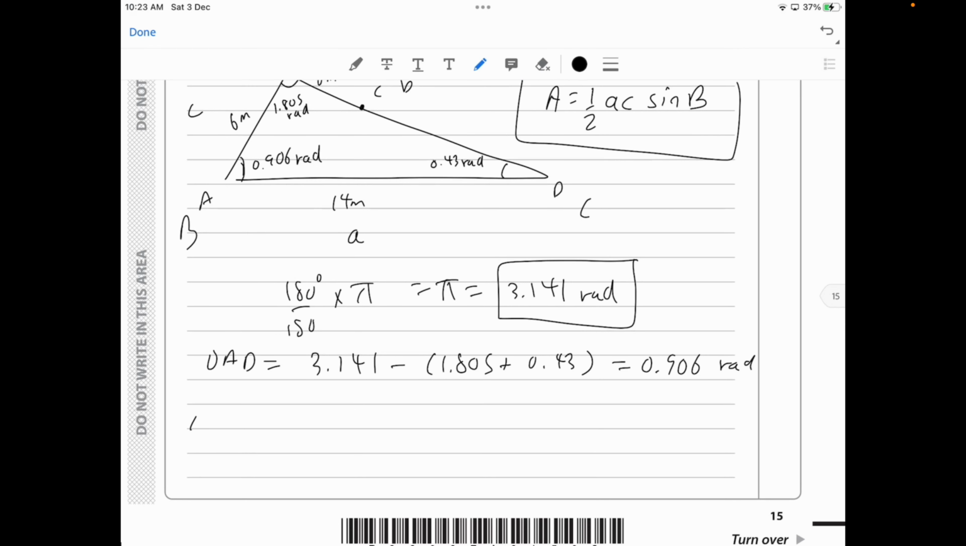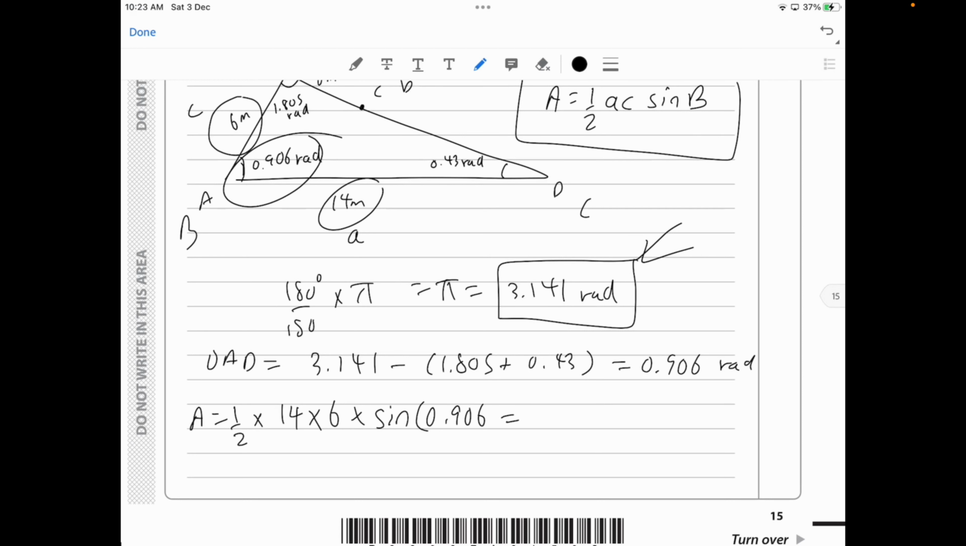So the area is going to become half times a value, which is 14, times c value, which is 6, times sine B. We now found out that all the angles in a triangle add up to 3.141 rad. So sine 0.906 radians, all in radian mode, to give you 33.055 meters squared. Now this is the area of that triangle, by the way. The area of the triangle is 33.055 meters square.